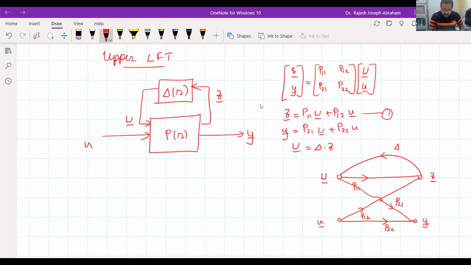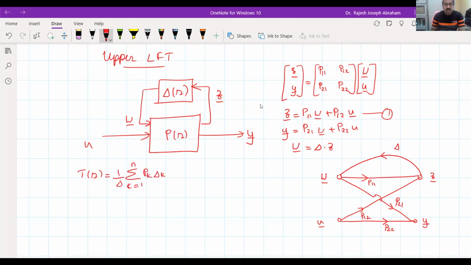Let me mark it here. This gain was P11. Now, do you remember what a signal flow graph is? In a signal flow graph, we can find the transfer function with the help of Mason's gain rule. What is Mason's gain rule? The overall transfer function T(s) will be 1 by delta into sigma k equals 1 to N, Pk delta k.